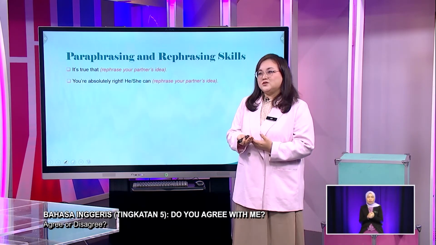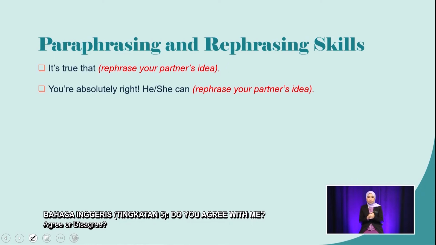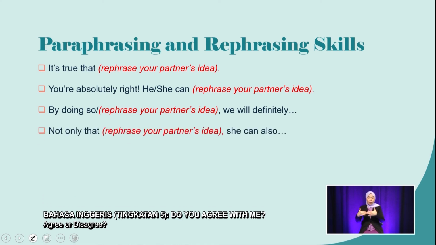And then let's look at the second one, right? "You're absolutely right." And then you can mention the topic, like the persons or the subject in that sentence. For example, "he or she can definitely do that", okay? And then the third one, "by doing so, we will definitely", okay, then you carry on your topic, right? Or you can say "not only that", and then you put your friend's idea in, you rephrase it a little bit, and then you can say "he or she can also" do this and that, right? Okay, so this is how you link them together.